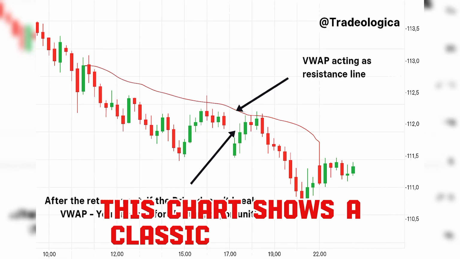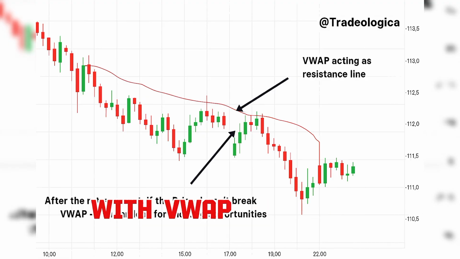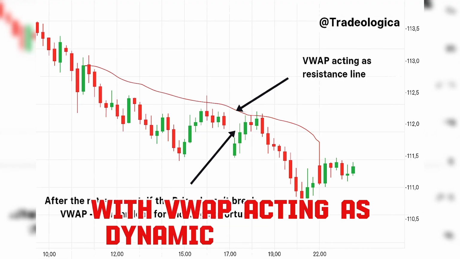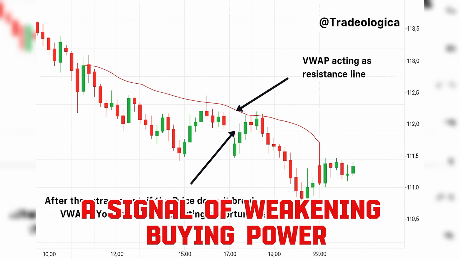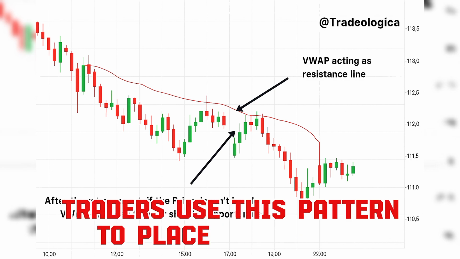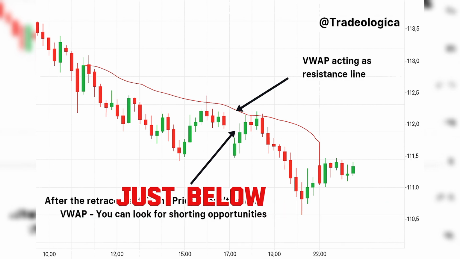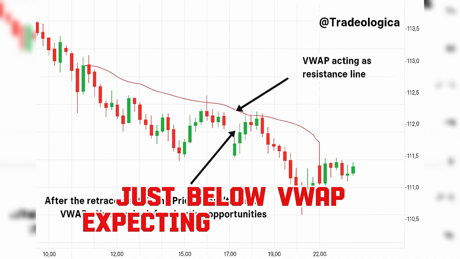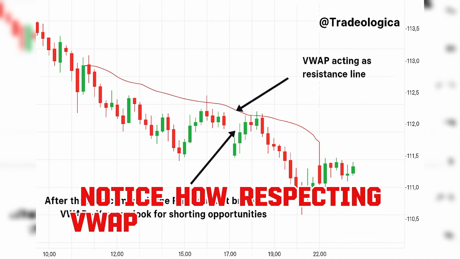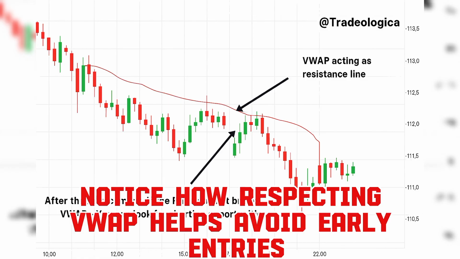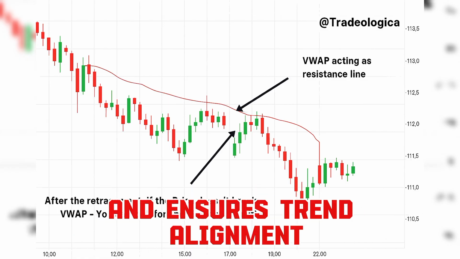This chart shows a classic downtrend, with VWAP acting as dynamic resistance. After each bounce back to VWAP, the price forms a lower high, a signal of weakening buying power. Traders use this pattern to place sell trades just below VWAP, expecting another leg down. Notice how respecting VWAP helps avoid early entries and ensures trend alignment.